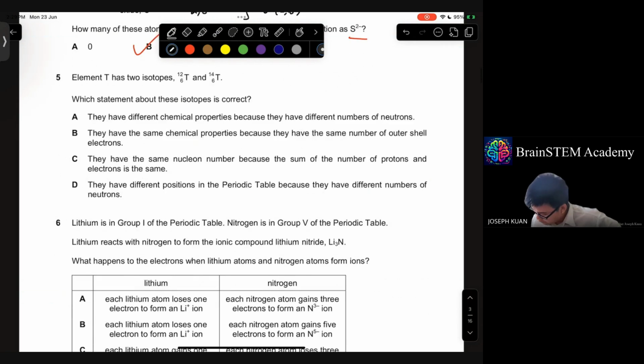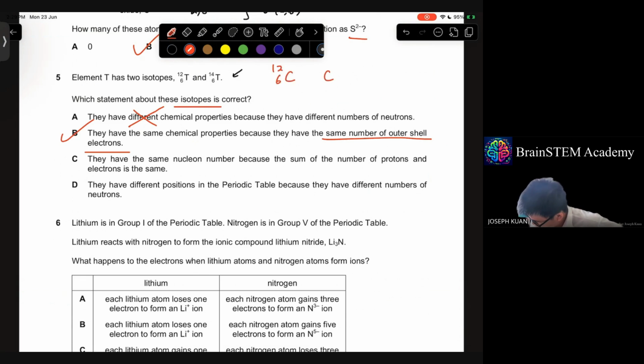Question 5. Element T has 2 isotopes, T12 and T14. Which statement about these isotopes are correct? So isotopes actually have the same chemical properties because they have the same number of outer shell electrons. Right? So if you know what is element number 6 in the periodic table, that's our carbon, right? It's carbon 12 and carbon 14.